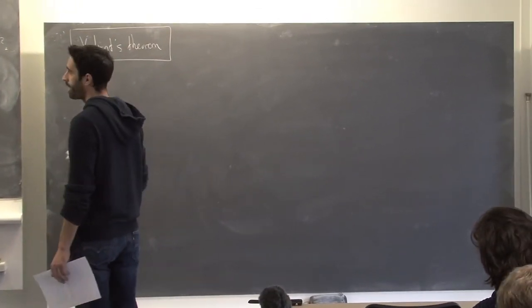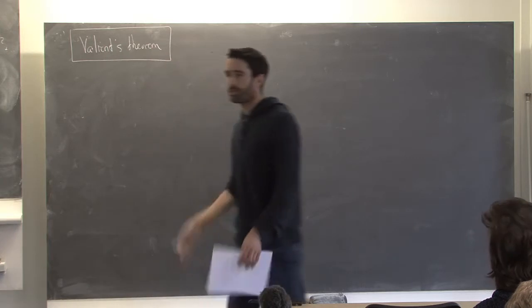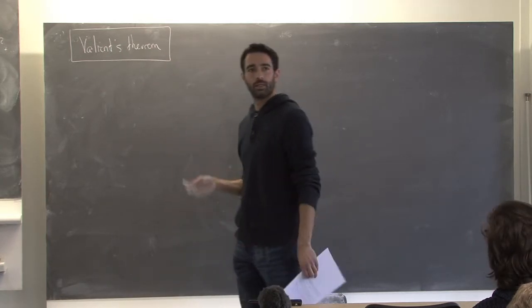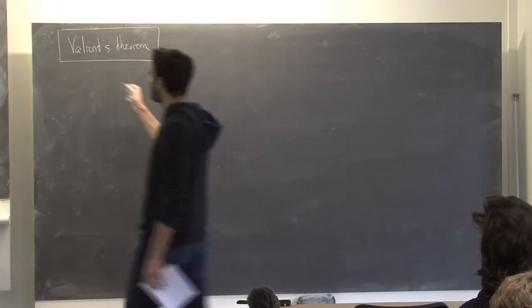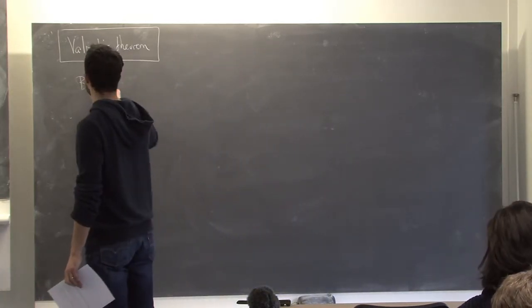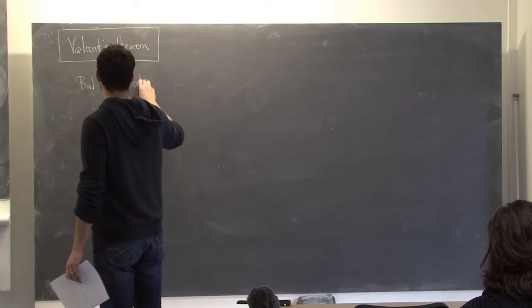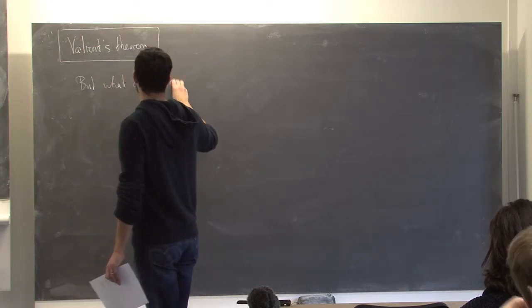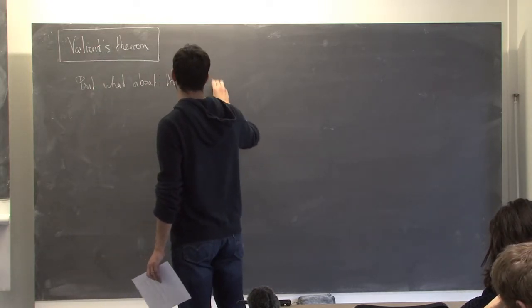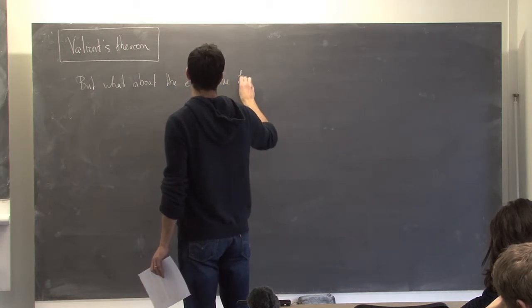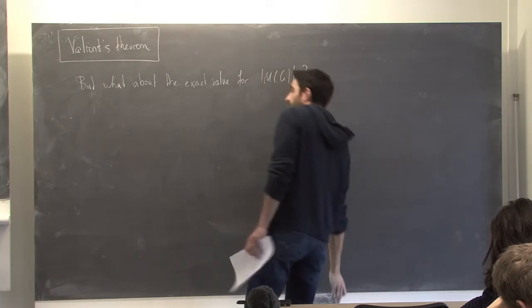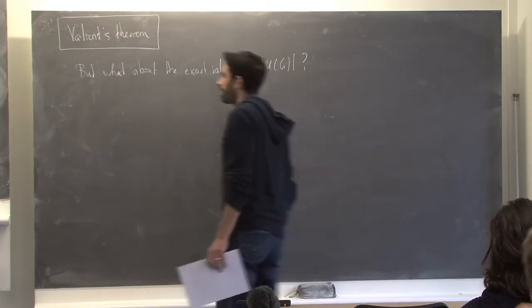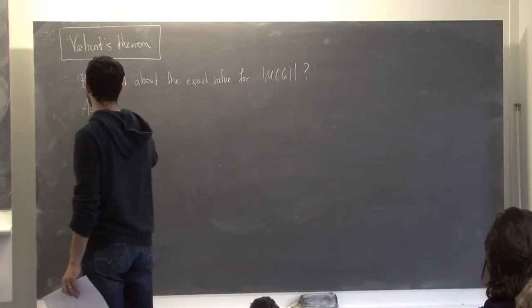So now we had some bounds on this permanent, but okay, maybe actually it's possible to compute it efficiently, right? So, but what about the exact value? The exact value for this number. So again, we will not give many details.